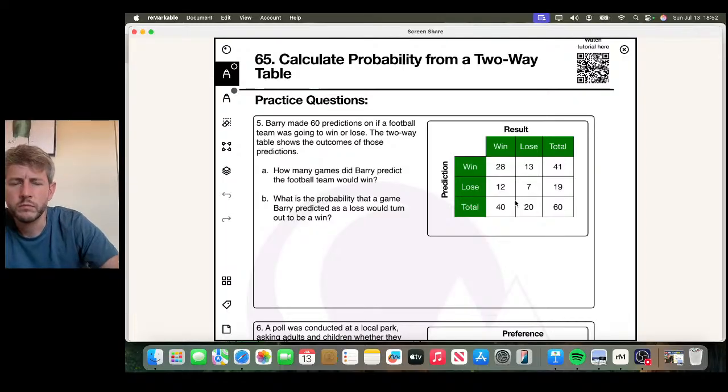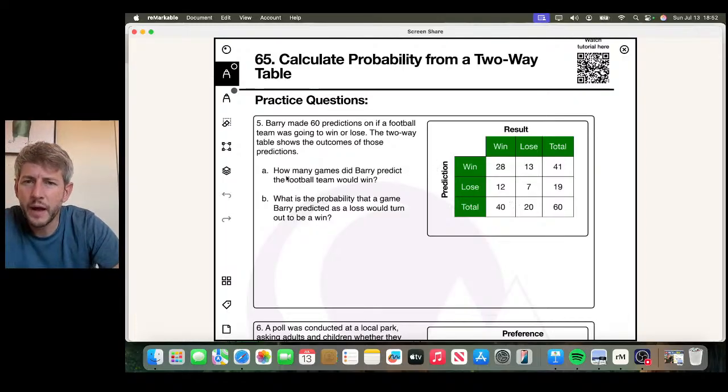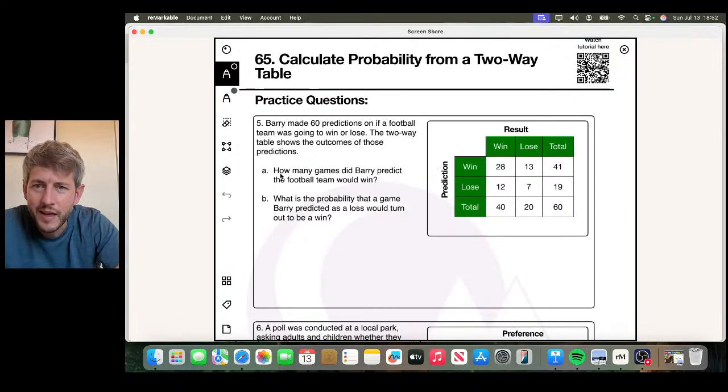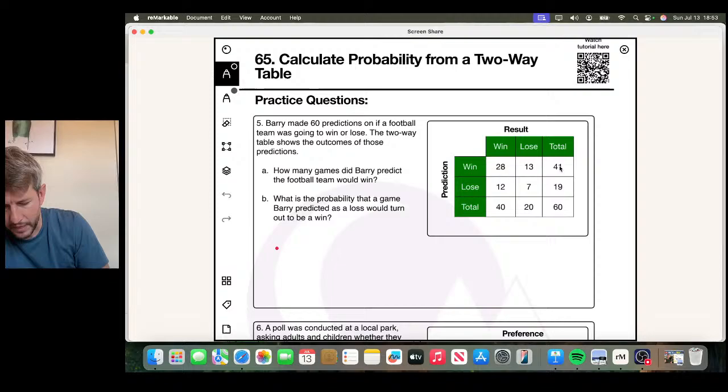Oh no, one second. This is confusing. How many games did Barry predict the football team would win? So this is the win row. So he predicted out of the 60 games, they'd win 41 of them. So the answer to that is 41 games.